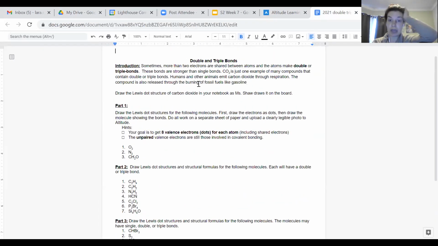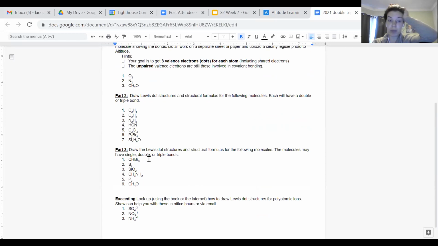There's a little bit of instructions here. This one goes over CO2. I'll show you the Lewis dot structure for CO2 tomorrow. Right now, I just want you to jump into doing practice. So part 1 is more simple molecules. These are relatively simple. Part 2 gets more complicated, and then part 3 is also more complicated. Honestly, part 2 is harder than part 3, although I've done a couple of these for you.